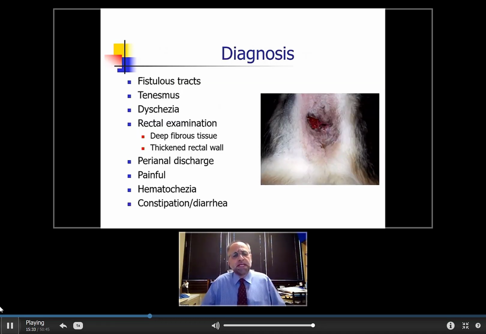Now, as far as diagnosis goes, typically what we're going to see are fistulous tracts in the perineum and the tissue surrounding the opening of the anus. Owners will describe these patients as straining to defecate.